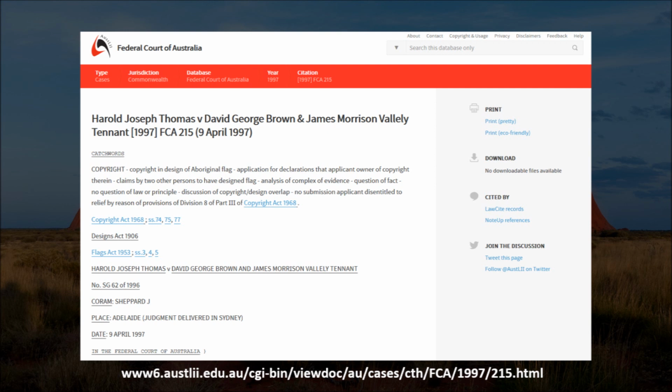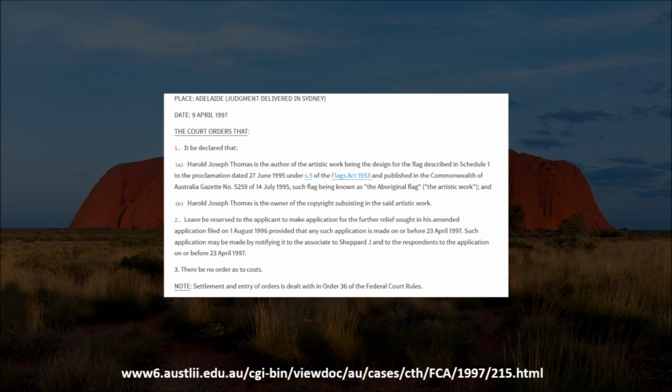In 1997, Thomas was involved in a court case against two others, George Brown and James Tennant. Brown and Tennant both claimed they were the designers of the flag. The Federal Court of Australia declared that Thomas was the owner of the copyright of the design, and this decision is what caused all the issues with the flag.